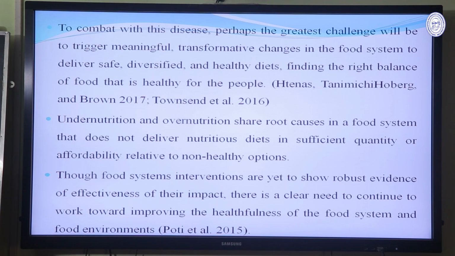to deliver safe, diversified, healthy diets. Finding the right balance of food that is healthy for each and every person. Undernutrition and overnutrition share root causes in a food system that does not deliver nutritious diets in sufficient quantity or affordability, related to non-nutritious and unhealthy diets. Though food system interventions are yet to show robust evidence of effectiveness in their impact, there is a clear need to continue to work towards improving the healthfulness of the food system.